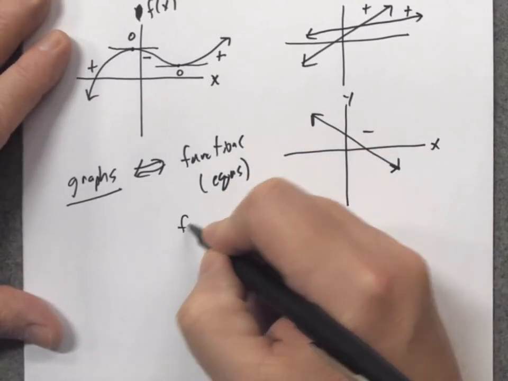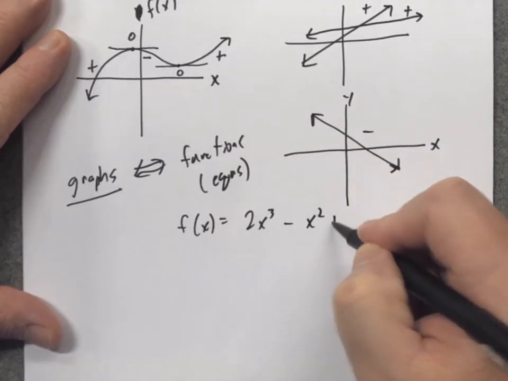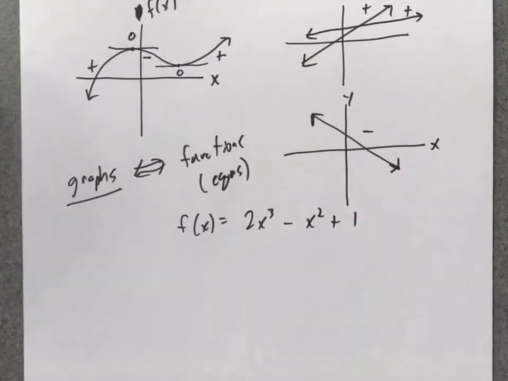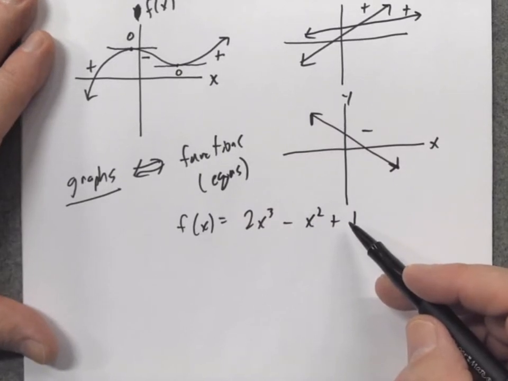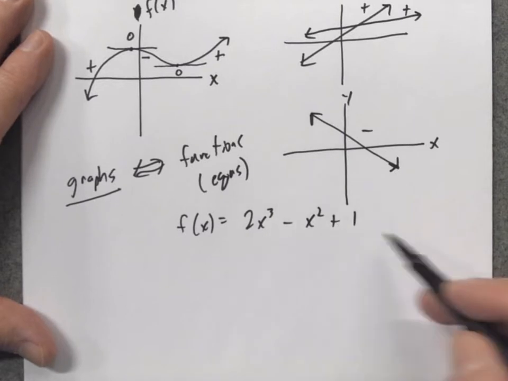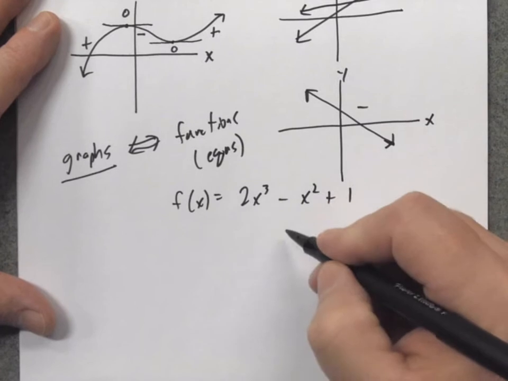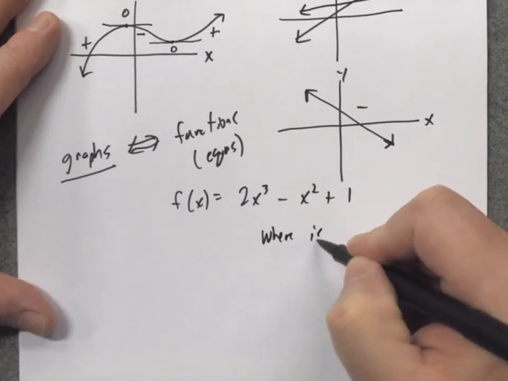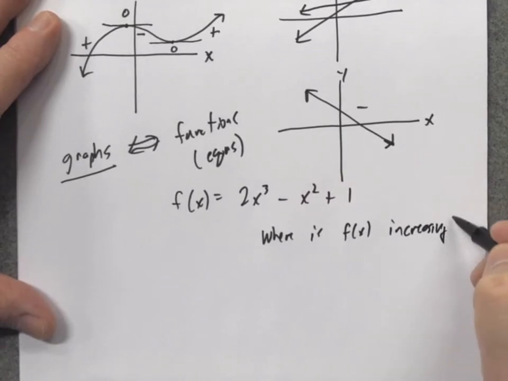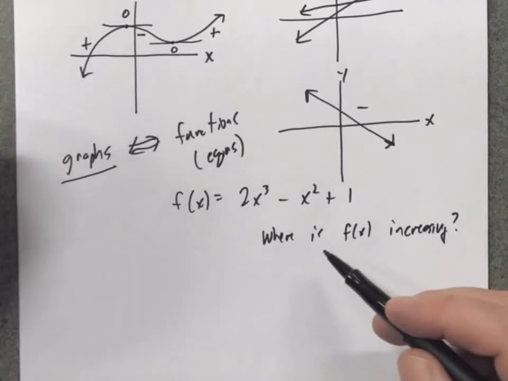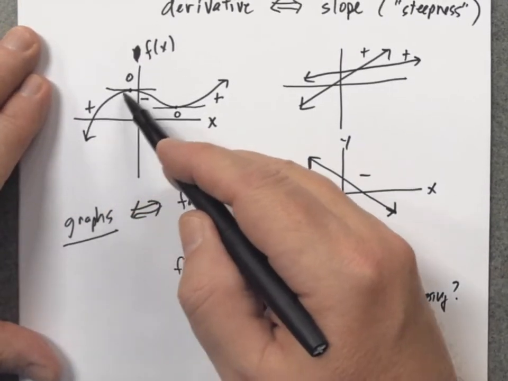But if you're given a function like this, I'm just sort of making up, here's a function or an equation, and you're not given a graph, you're just given this function, and you're asked questions like, where is f of x increasing? In other words, what are the values of x where the function's increasing?